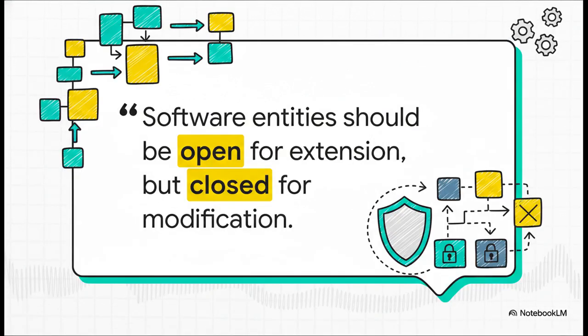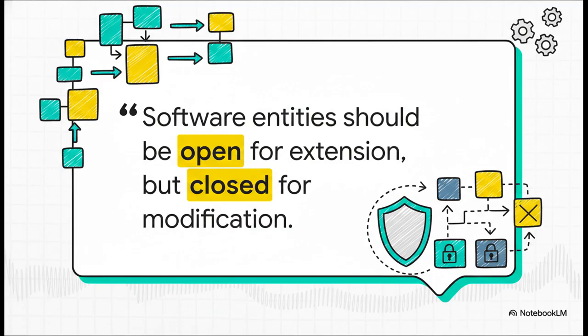Next is O for the open-closed principle. This means you should be able to add new functionality, that's the open part, without having to change existing working code, that's the closed part. Then we have L, I, and D. L, the Liskov substitution principle, is a fancy way of saying you should be able to swap a parent class with one of its children without breaking anything. I stands for interface segregation, which means it's better to have lots of small, specific interfaces than one giant, clunky one. And finally, D is for dependency inversion, which helps keep your modules from getting too tangled up.